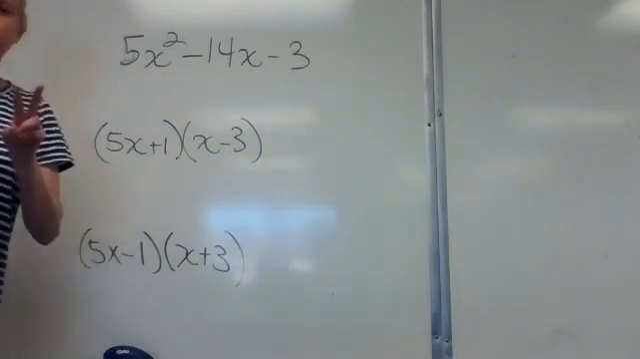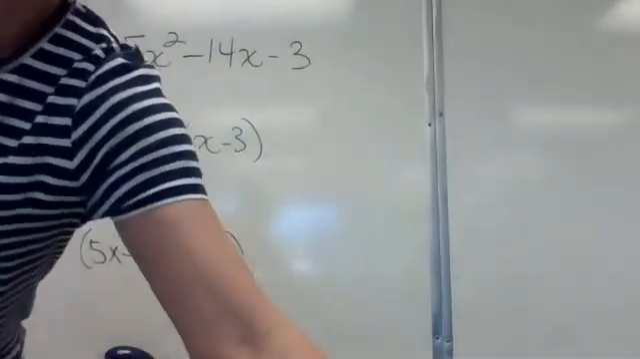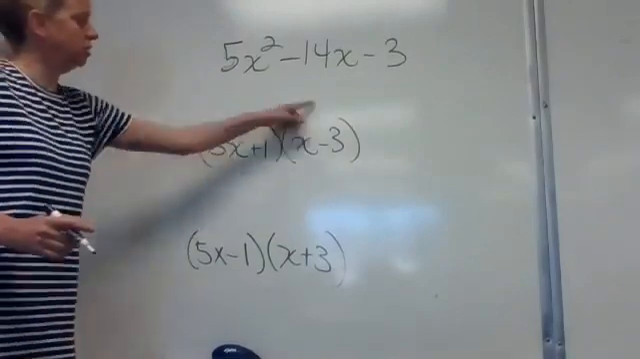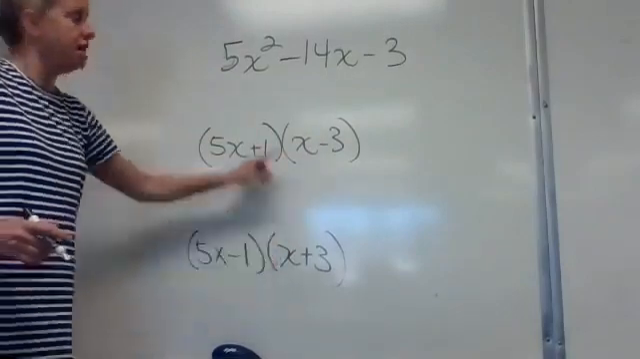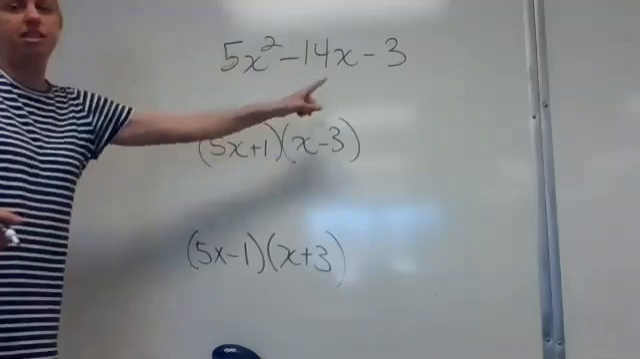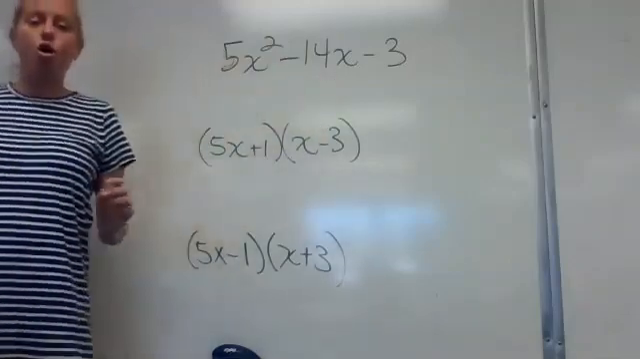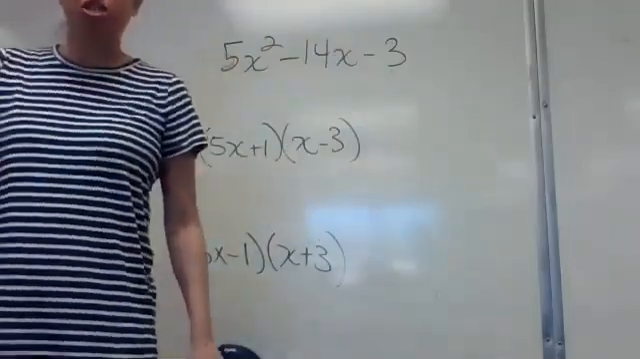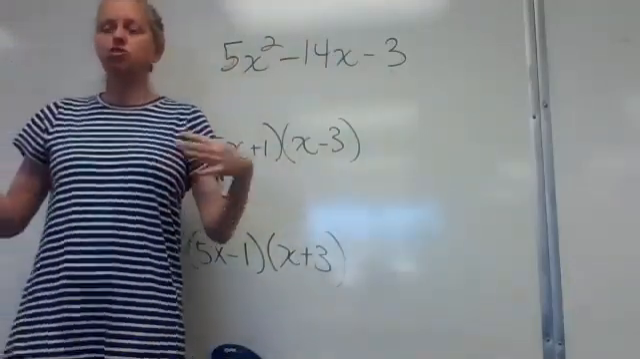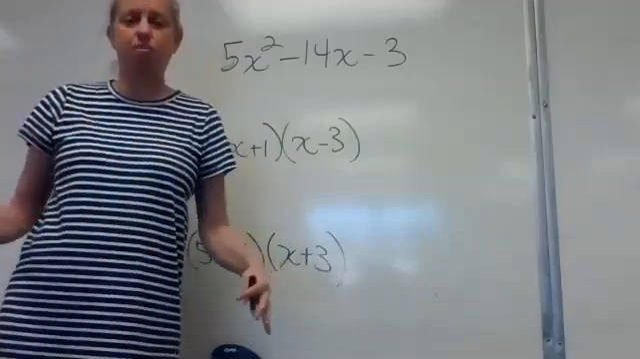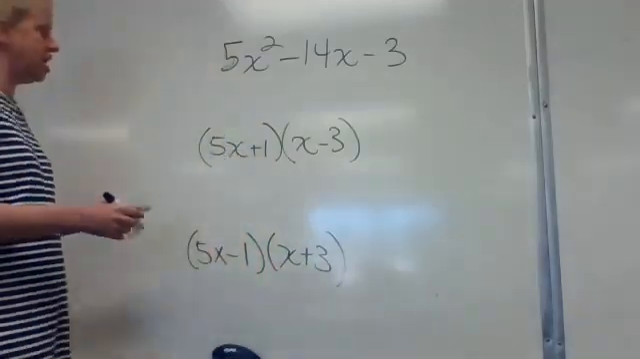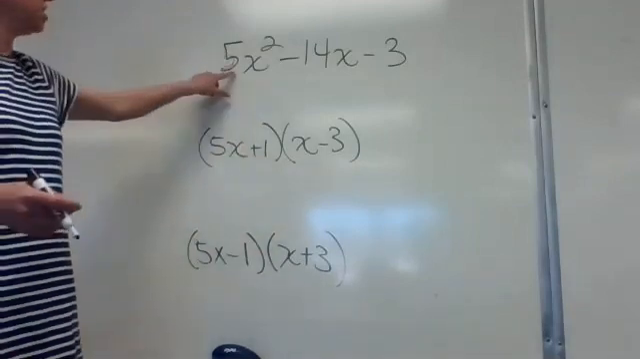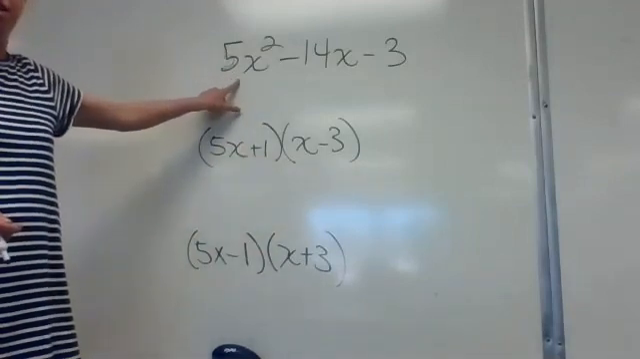So one of two things can happen. I can either FOIL both of these to see which one gives me this in the end, or I can factor this using that long method. I'm actually going to do it both ways to show you there is a relationship between the two operations. So I'm going to FOIL both of these first to see which one gives me this in the end.